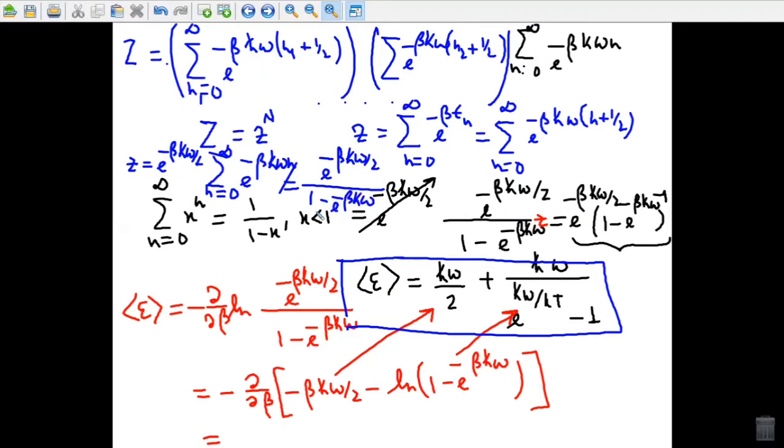How do I calculate it? I know the sum of an infinite geometric series, summation n equals 0 to infinity x to the power n, is nothing but 1 upon 1 minus x for x less than 1. Right? So this can be written as simply this thing to the power minus 1.